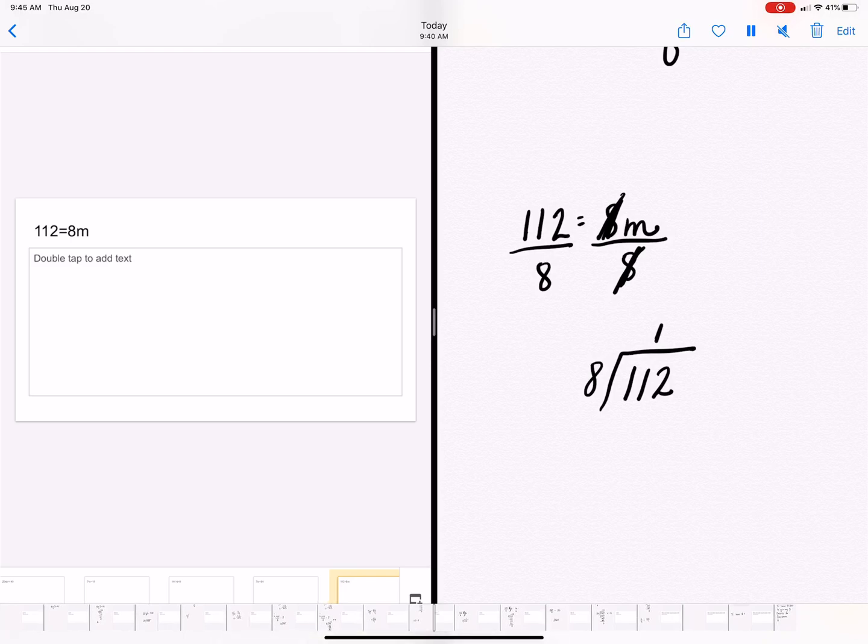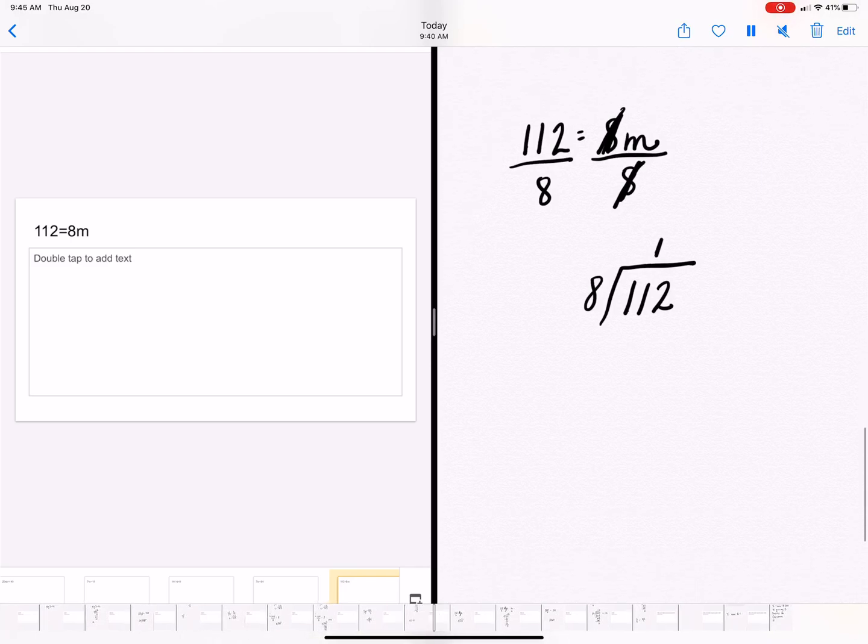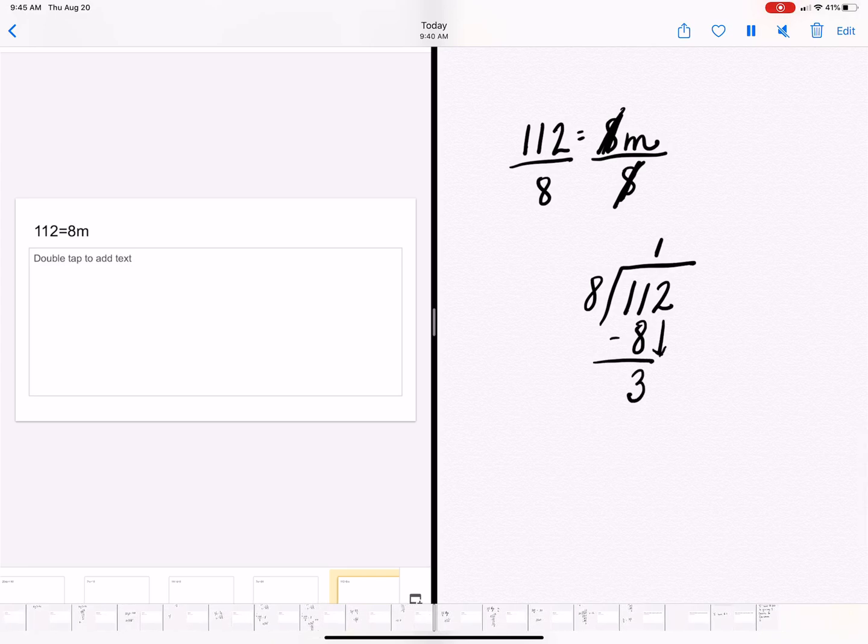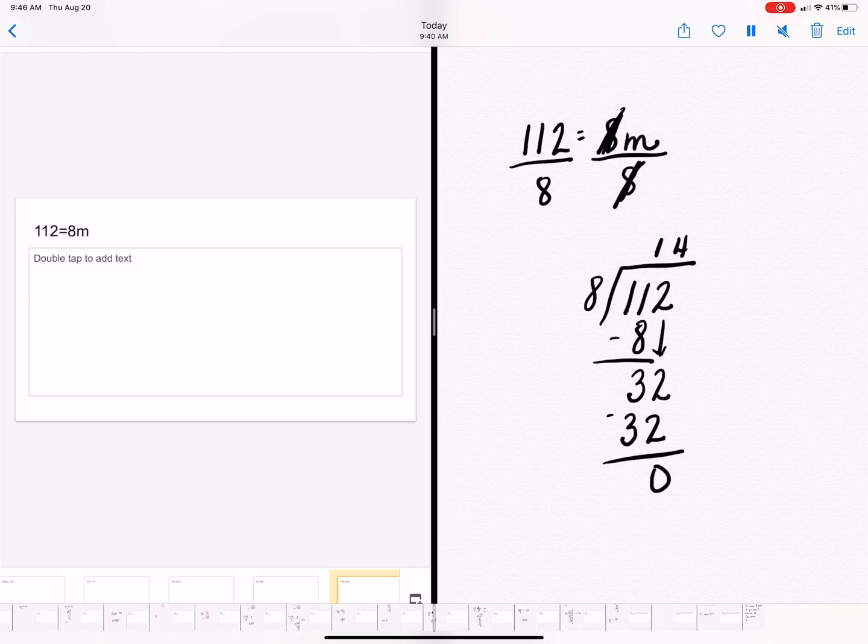8 goes into 11 one time. 11 minus 8 is 3. Bring down your 2. 8 times 4 is 32. 32 minus 32 is 0. So 1m, which is the same as just writing m, equals 14.